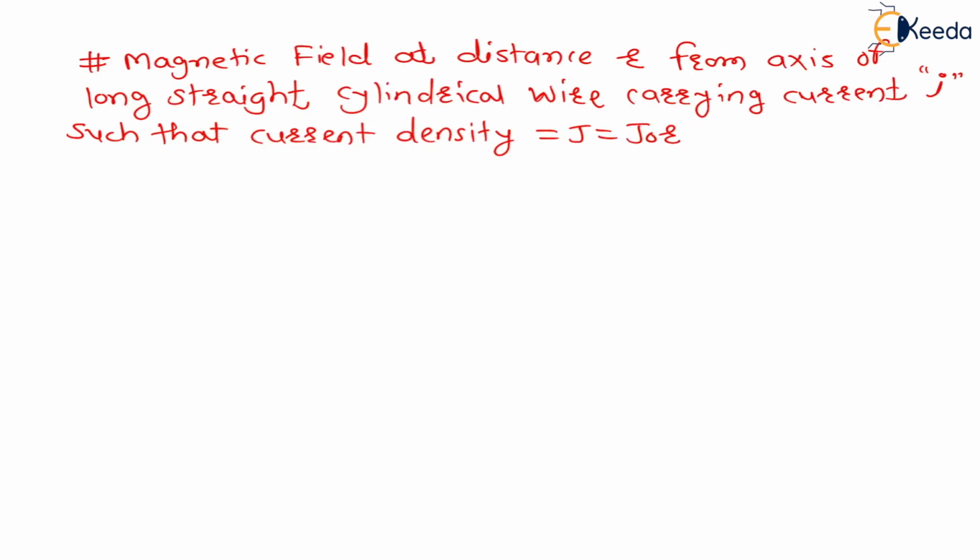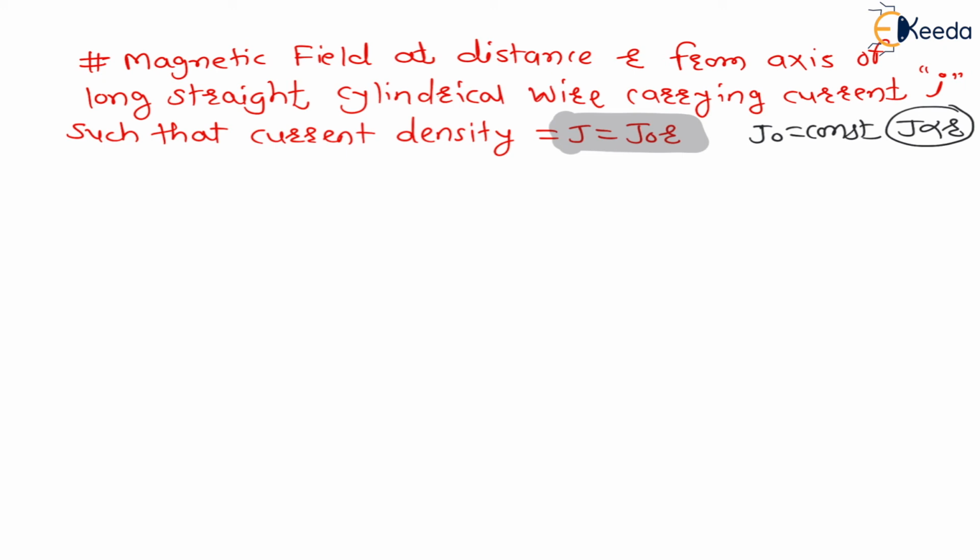Now let us understand the fourth case, that is the magnetic field at distance r from the axis of a long straight cylindrical wire carrying current I, total current is I, such that current density J is equal to J naught r. Here J naught is constant and J is a function of r, right? So J is directly proportional to r. It means here the current density is variable, not constant. So my dear students, the previous case we cannot use. Here the current density is changing.